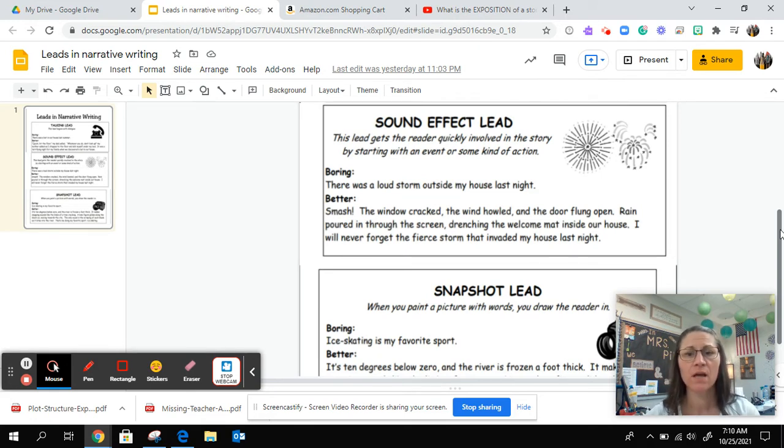smash, the window cracked, the wind howled and the door flung open. Rain poured in through the screen, drenching the welcome mat inside her house. I will never forget the fierce storm that invaded my house last night.